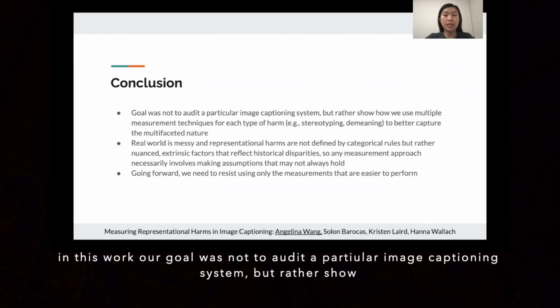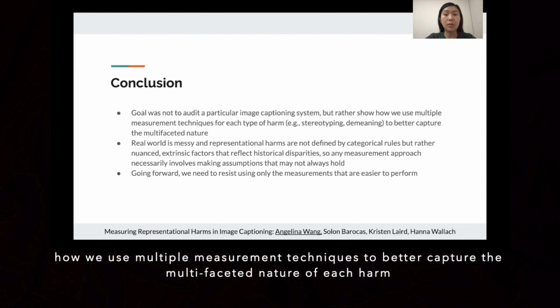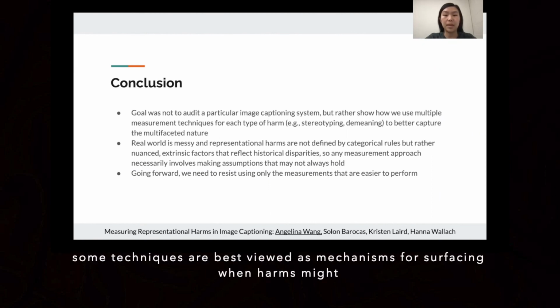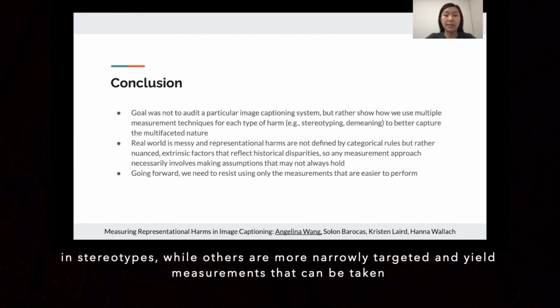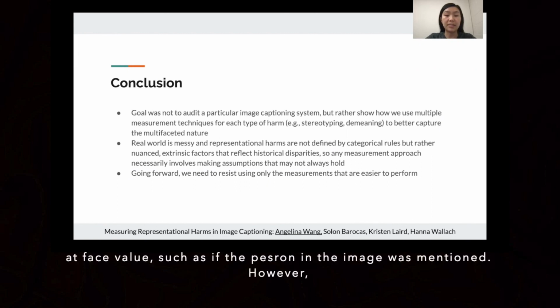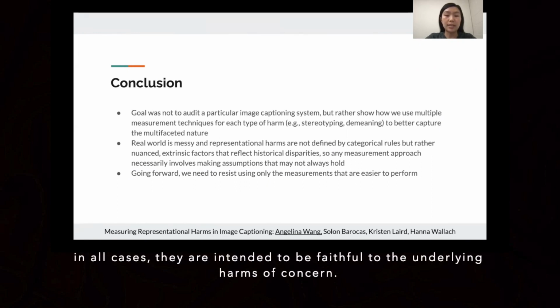In conclusion, in this work, our goal was not to audit a particular image captioning system, but rather show how we use multiple measurement techniques to better capture the multifaceted nature of each harm. Some techniques are best viewed as mechanisms for surfacing when harms might exist as an entry point for further exploration, for example, the false positives and stereotypes, while others are more narrowly targeted and yield measurements that can be taken at face value, such as whether a person in the image was mentioned. However, in all cases, they are intended to be faithful to the underlying harms of concern.